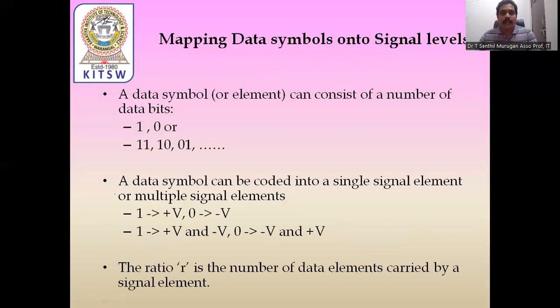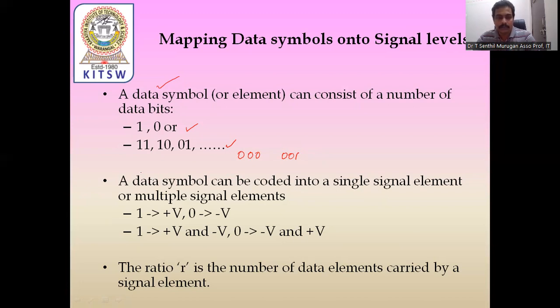So here, mapping data symbols and signal levels. How are we mapping it? While we are representing the data symbols, that means zeros and ones, it is a combination of bits. So it may be a combination of 2 bits, 0 1, 1 0, 1 1, 0 0, like that, or it may be a combination of 3 bits, 0 0 0, 0 0 1, like that. So the number of bits depends on the number of levels. The data symbol can be encoded into a single signal element or multiple signal elements.